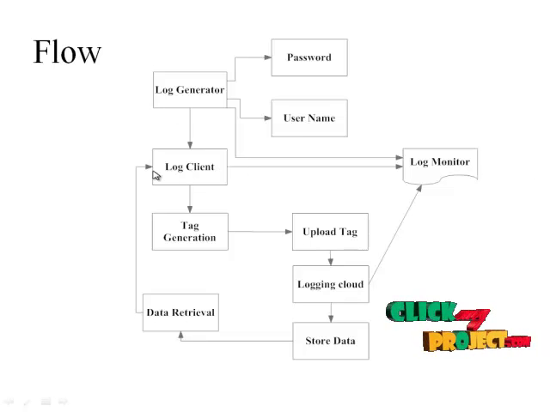And log client will get the file from the generator and generate the tag for encrypting the file. And the tag will be uploaded into the logging cloud, and the cloud will store the data based on the generator tag, and the encrypted file will be stored into the logging cloud. The logging cloud will transfer the data to the log client, and the log client will decrypt the original message and retrieve the data from the logging cloud, which is stored in the database.